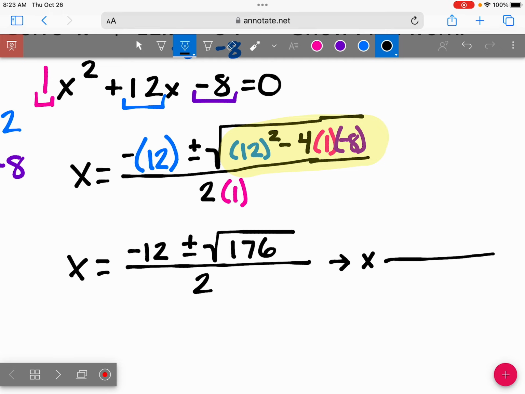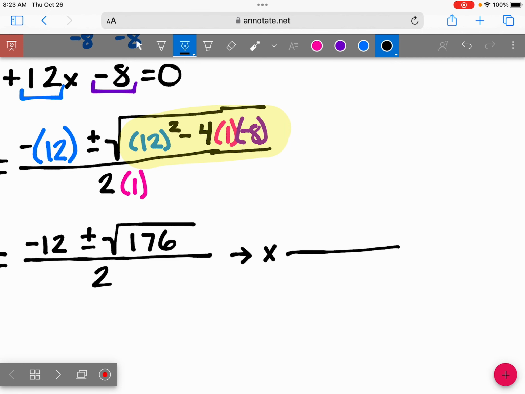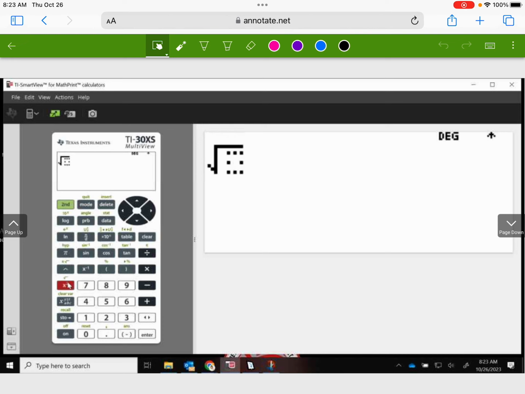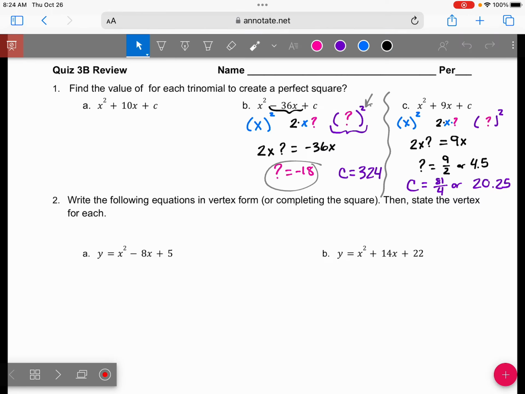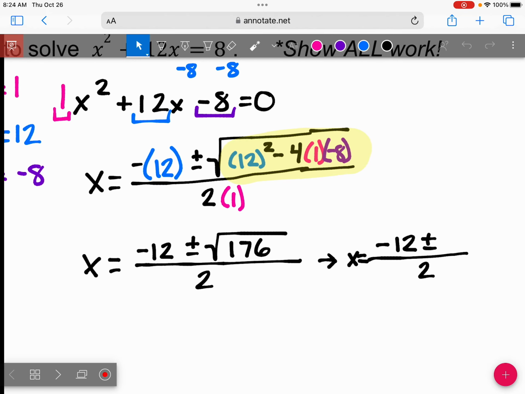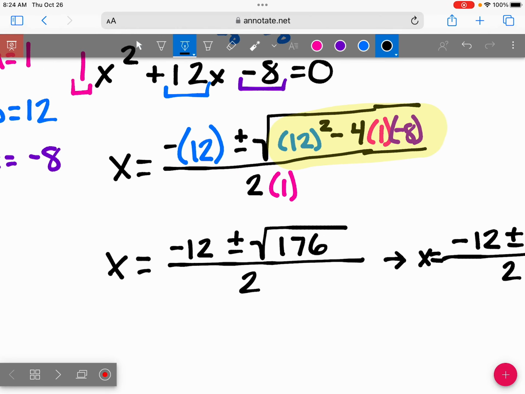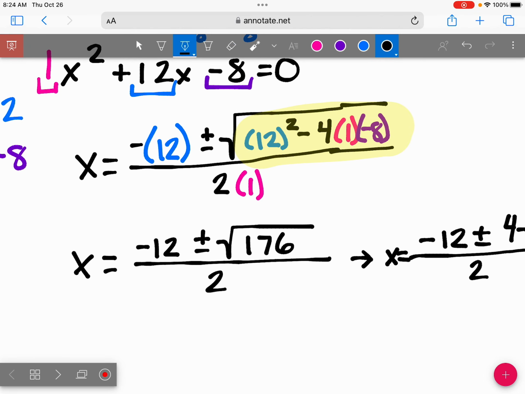I'm going to go this way, just so I don't crash in my line. X equals the opposite of 12 plus or minus, and we are going to simplify our square root of 176. So we're going to do the square root 176. And in these yellow calculators, it'll simplify it for you. 4 square root of 11. No, try to make it so you can see the whole thing.